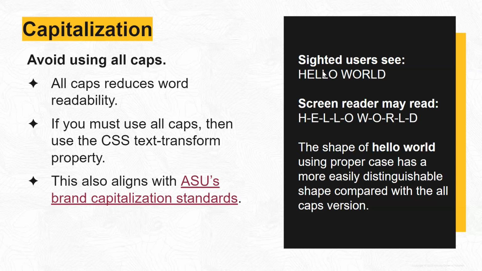So one is a sighted user might see "hello world" in all caps, but a screen reader typically reads all caps, and it depends on the screen reader you're using, but it's H-E-L-L-O. So they're reading it like it's an abbreviation. The CSS text-transform property can eliminate that accessibility issue. But the other issue here is that the shape of "hello world" using proper case is more easily distinguishable compared with the all caps version. So a dyslexic person who might have difficulty reading might use the shape of the word to help understand its meaning. And someone with a visual impairment might also use the shape of the word to understand its meaning. And bonus points, it also aligns with ASU's brand and capitalization standards.